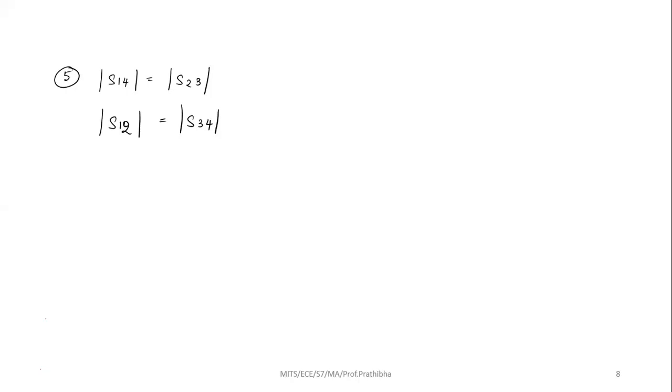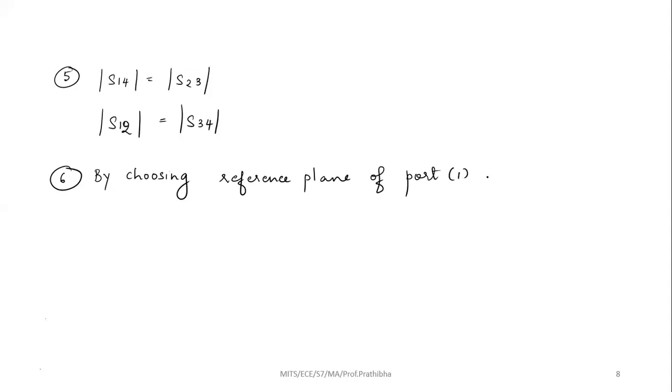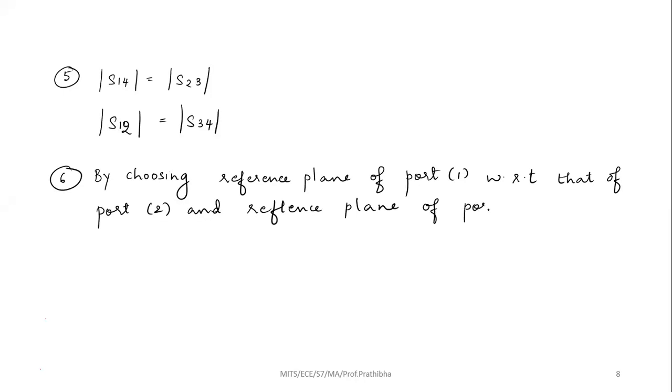So we have 2 conclusions, that is S14 is equal to S23 and S12 is equal to S34. I hope everyone has written this down now, because it's slightly different than what we used to do before with ones and zeros. So let us see. What we are going to do here is, you can write like this: by choosing reference plane of port 1 with respect to that of port 2, and reference plane of port 3 with respect to port 4.